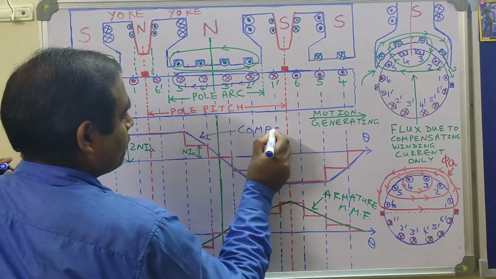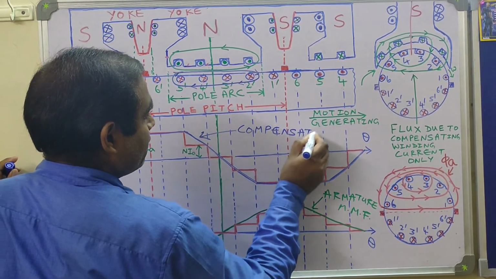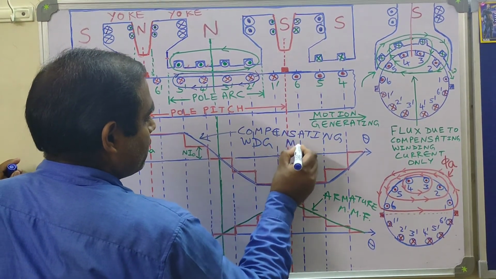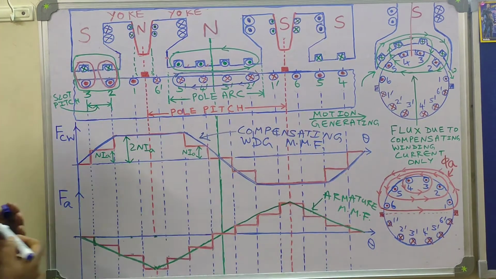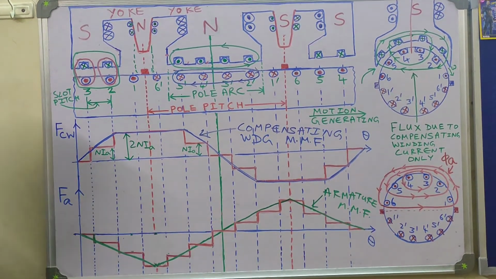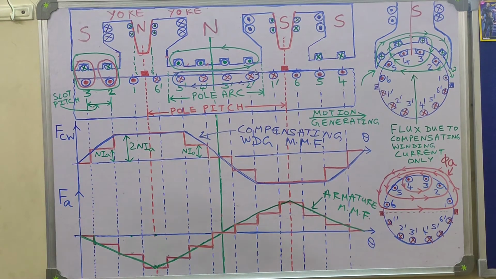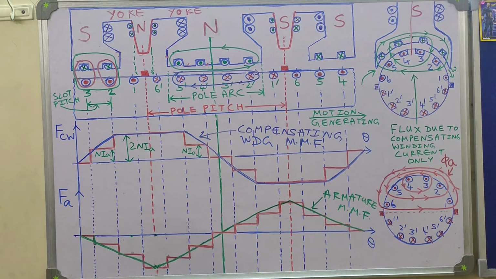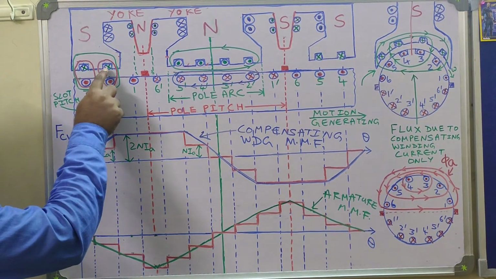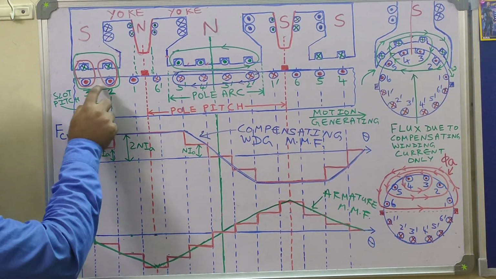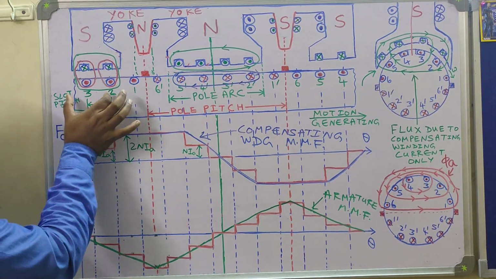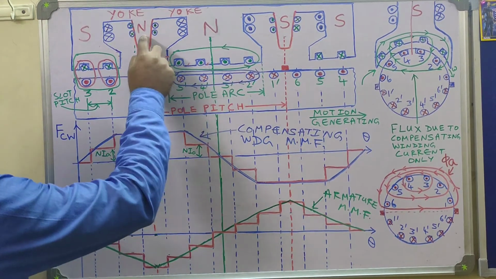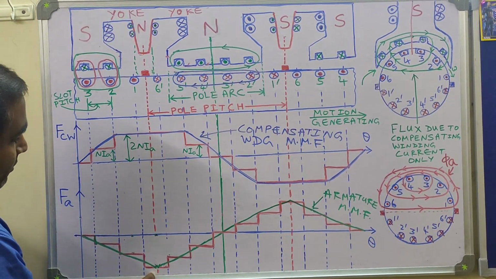So this is your compensating winding MMF. Now one more point I would like to tell, then I will leave it for this, is that you will find that due to this compensating winding MMF, the armature MMF is being cancelled under the pole faces. Further, this MMF due to the interpoles, they are also going to cancel the armature MMF along the interpoles.